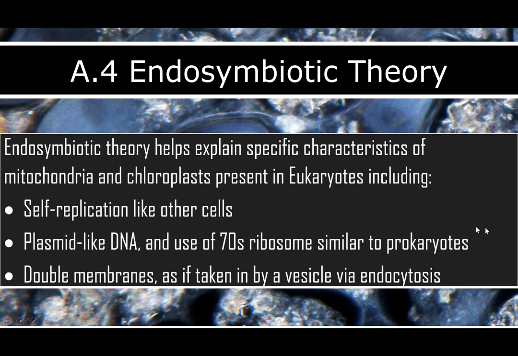So endosymbiotic theory helps explain very specific characteristics of mitochondria and chloroplasts present in eukaryotes. Now, mitochondria and chloroplasts self-replicate like other cells. That's a good indication they used to be their own thing. They used to be their own prokaryotes. Both chloroplasts and mitochondria have their own DNA that is separate from yours. Right? So you inherit your mitochondria through your mother. It's maternal only.